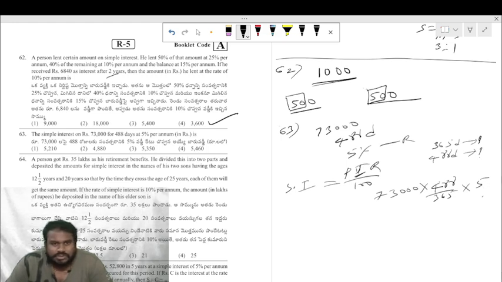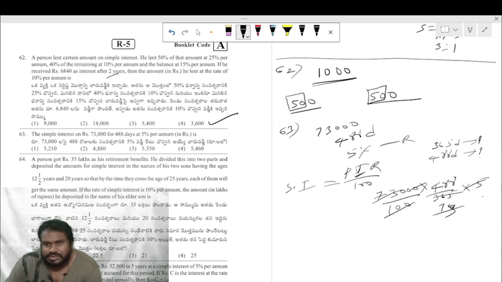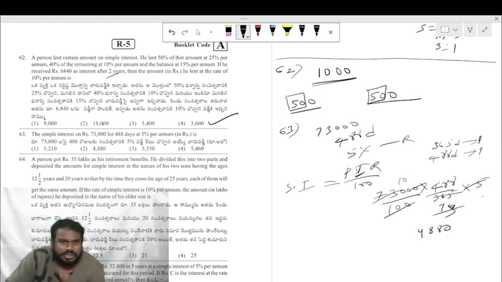Calculate this and we'll get the answer. The whole thing divided by 100, PTR by 100. Let's cancel. 5, 1, 23, 23 gets cancelled. Then the answer is 8, 8, 0. The second option.